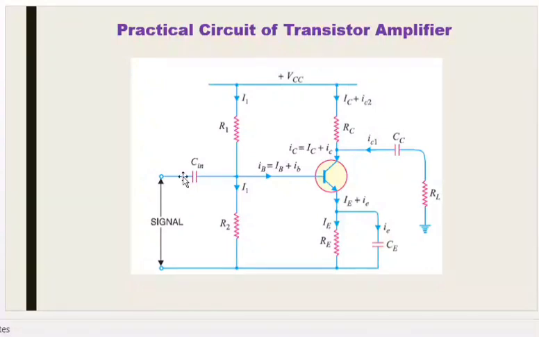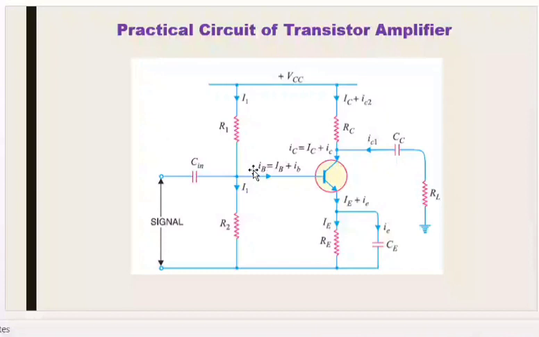What is the work of this capacitor? Initially we know that a capacitor allows only the AC signal. It blocks the DC signals. So only the AC signal will pass through the capacitor, but it will isolate the DC signals. DC signals will not flow through the capacitor. That's why we are using this capacitor here.